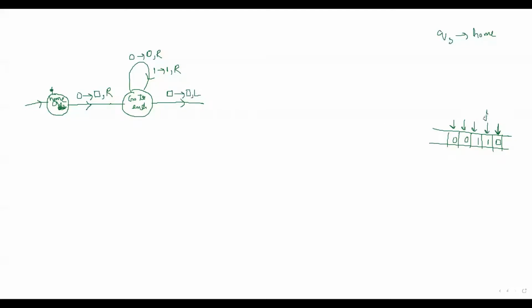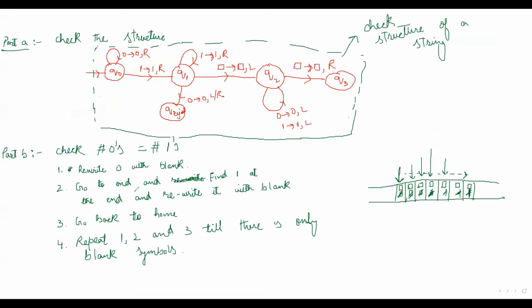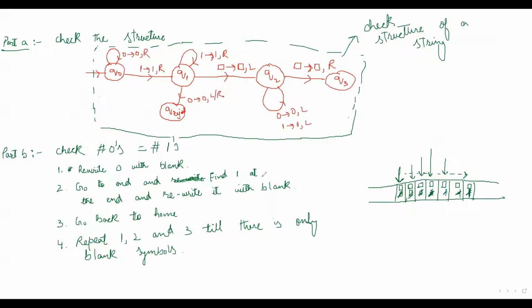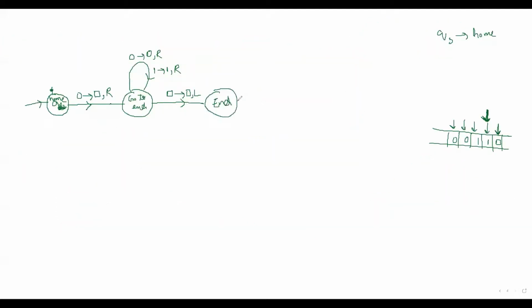So now I am at this point, which means I am at the end. When I have reached the end, we go to the end and find a 1 at the end. If there is a 1, what do we have to do? Find the 1 and rewrite it with blank, and then we will move left.